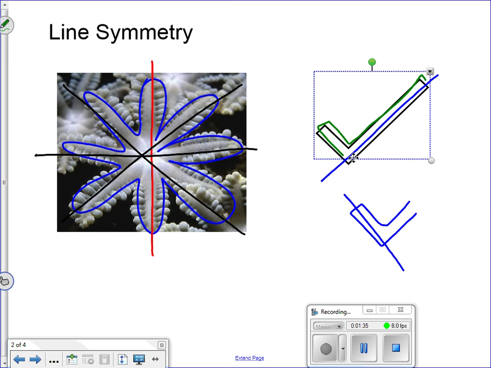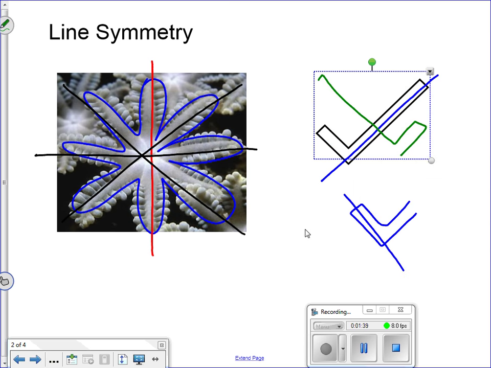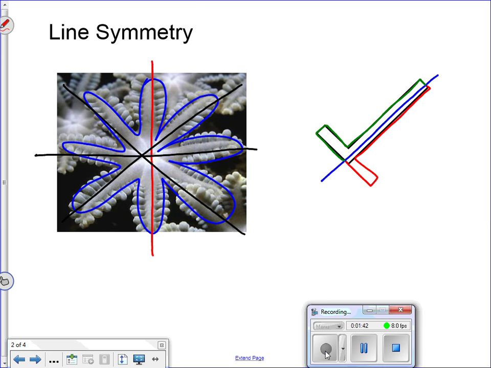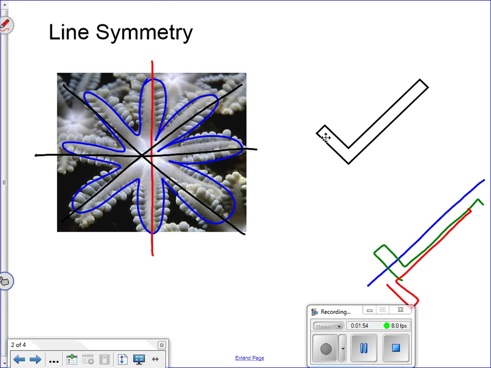Now remember, this would be flipped. Let's go ahead and flip this here. That didn't work. My software won't allow me to flip it the way I want, so this piece should match this piece on this side, but there's nothing over here like that. So this thing, what we conclude, does not have line symmetry.